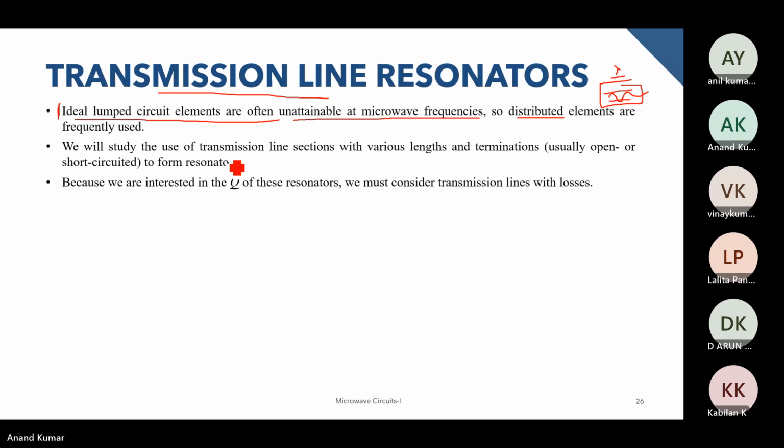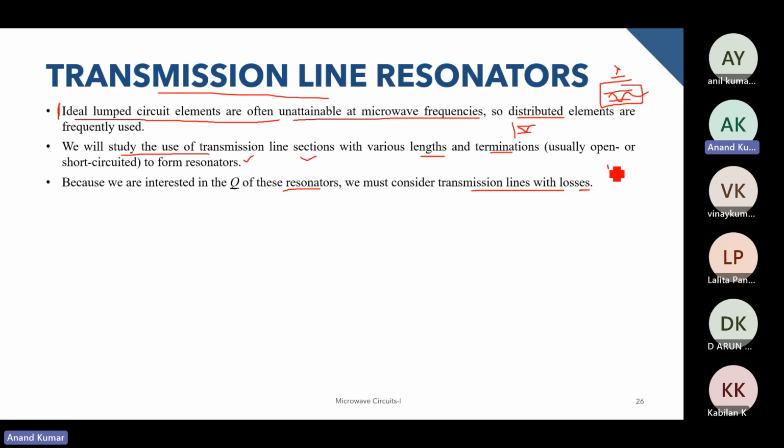And we have seen the use of transmission line sections of various lengths and terminations to form resonators. So we'll see that now. So transmission line sections can be used for a number of things. We are already familiar with the knowledge of standing waves, so this is on similar lines. And since we are looking at the quality factor for these resonators, we will consider transmission lines with losses.